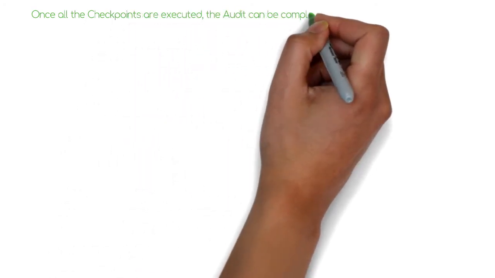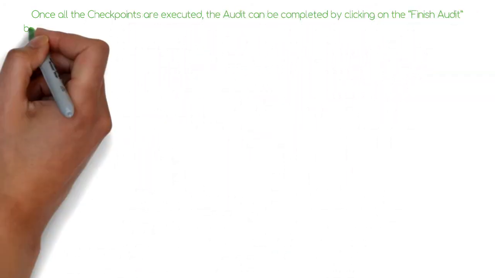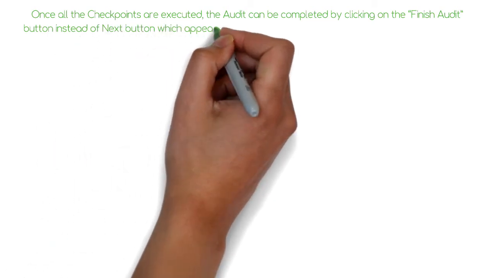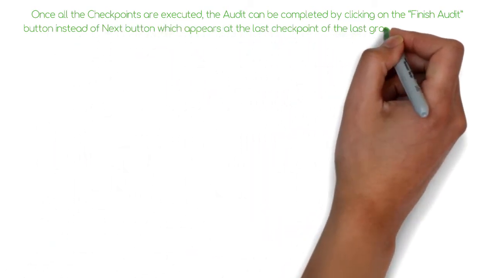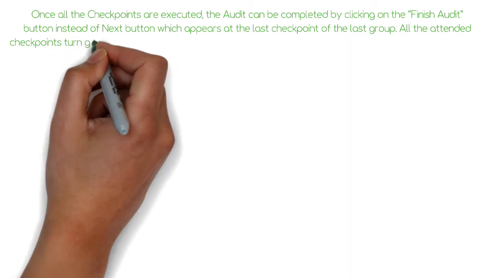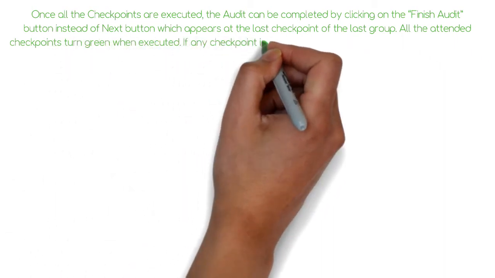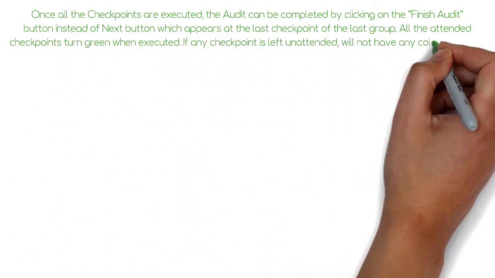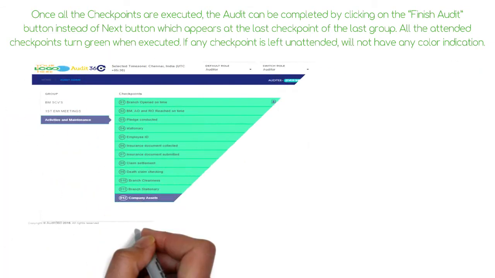Once all the checkpoints are executed, the audit can be completed by clicking on the Finish Audit button instead of the Next button, which appears at the last checkpoint of the last group. All the attended checkpoints turn green when executed. If any checkpoint is left unattended, it will not have any color indication.